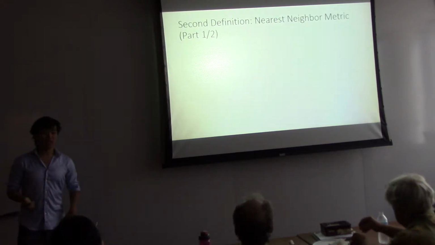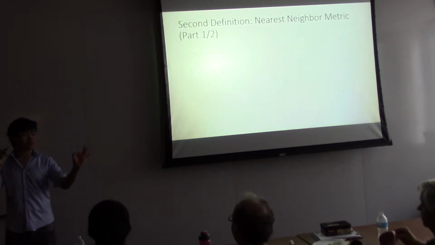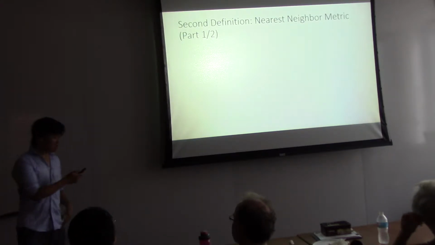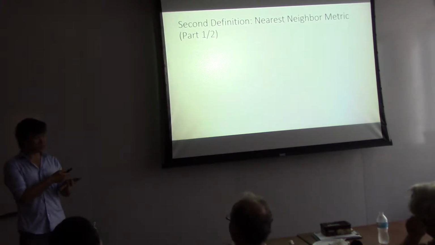So now we're going to move on to the second definition, the nearest neighbor metric. And again, in this talk, there are only really two definitions to keep a handle on: the n-squared and the nearest neighbor metric. Once you have those, we're actually pretty good. So the nearest neighbor metric will be defined in this terrible way. But it will be actually pretty nice, I think, under the hood.